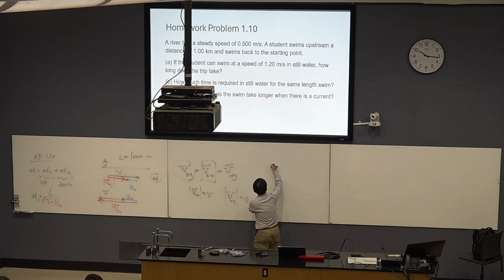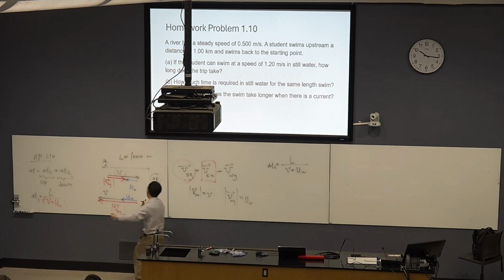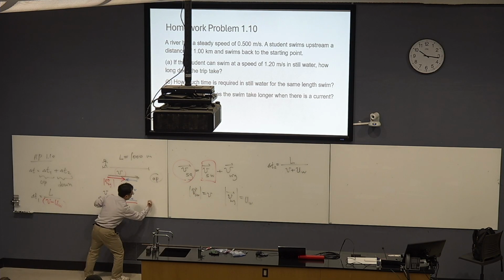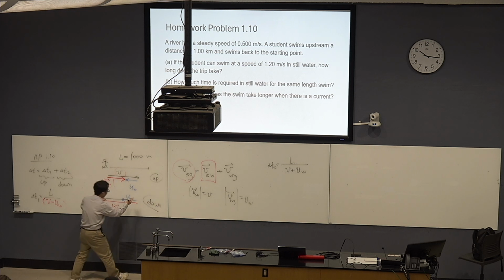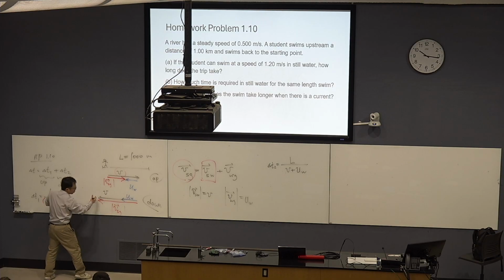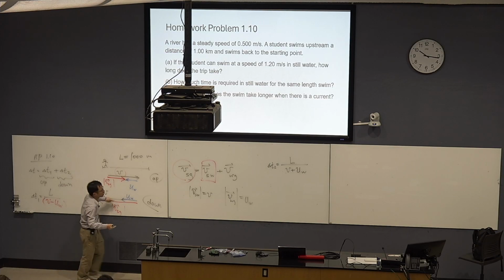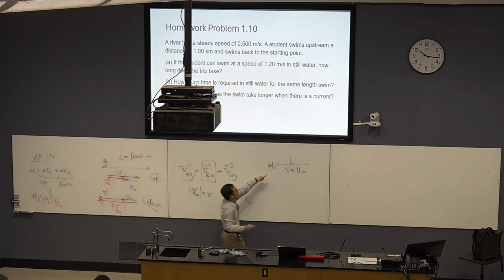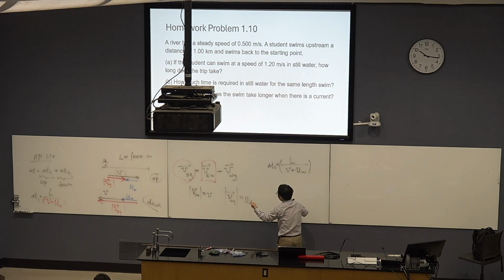That's why delta T2 should be the length of the path L over V plus UW, right? We have plus because now you do vector sum in this way. This is when the student travels downstream, okay? When she travels downstream, then you should do this vector sum in this way. And then that's why you do the computation in this way. So delta T1 plus delta T2, that will give you delta T.